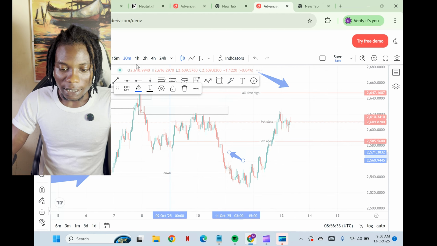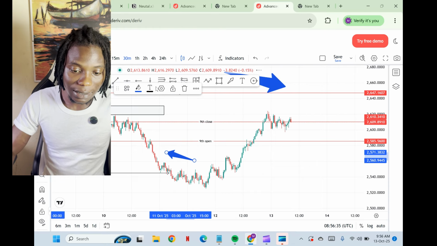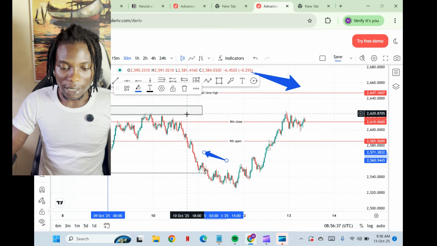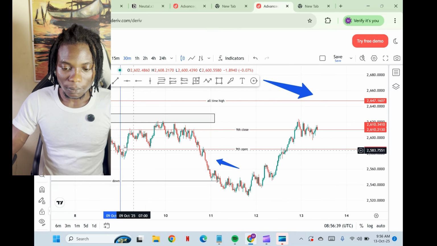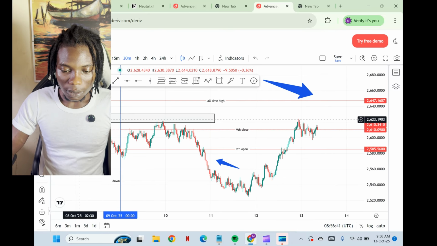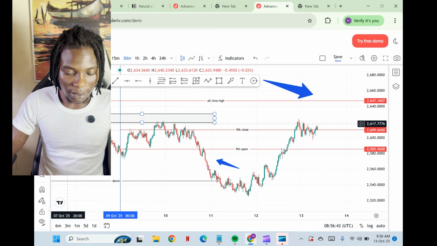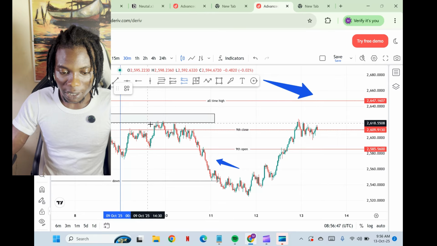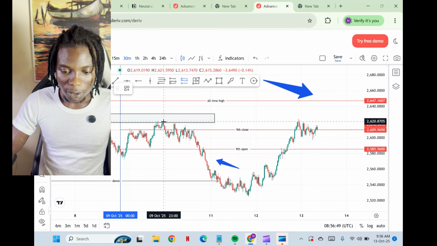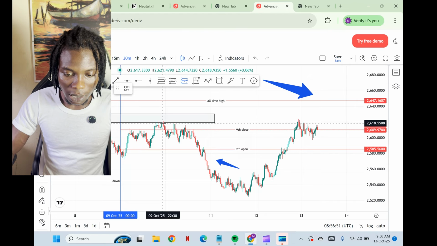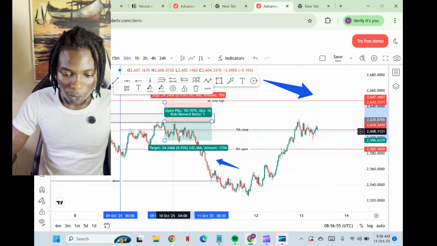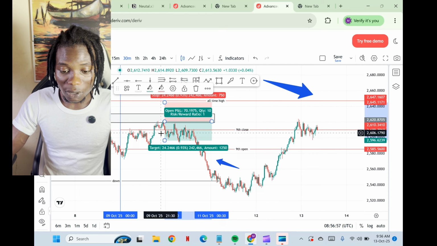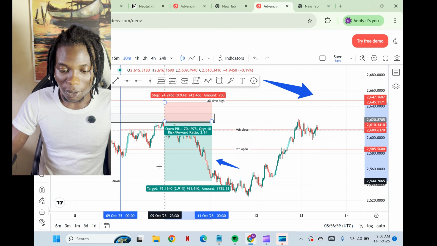Then we move to our 30 minutes time frame. On this 30 minutes time frame, you guys can see we have a clean order block and a supply zone. Price came to our supply zone and tapped in. If you haven't watched the supply and demand video, you can go and do that.